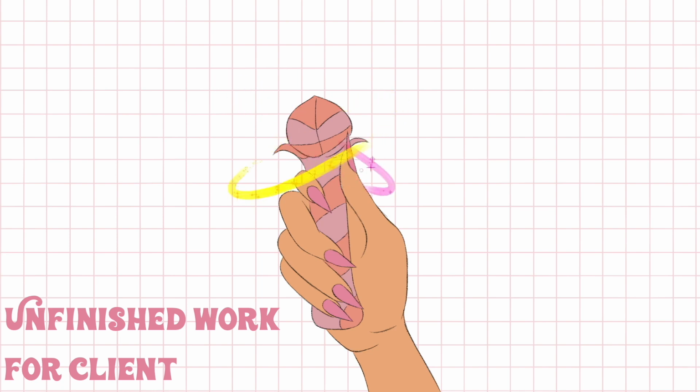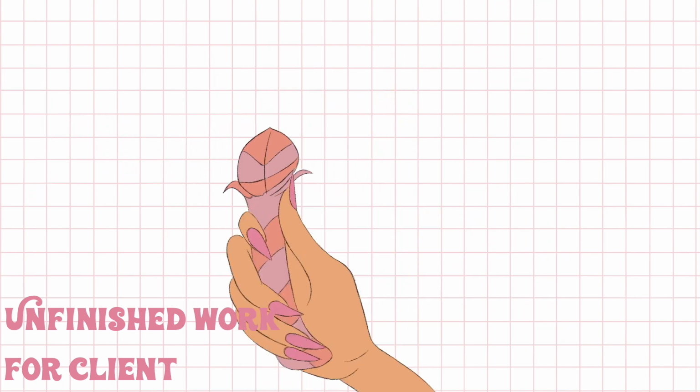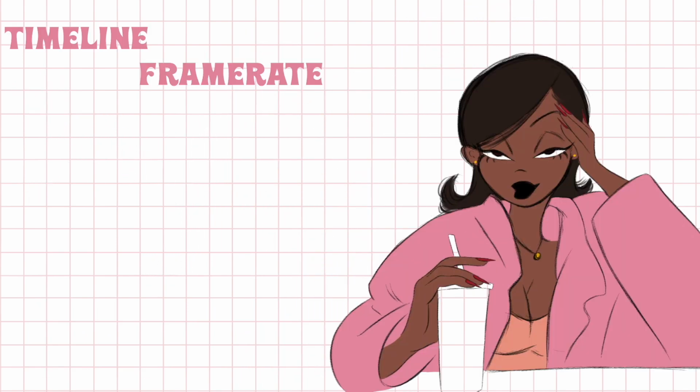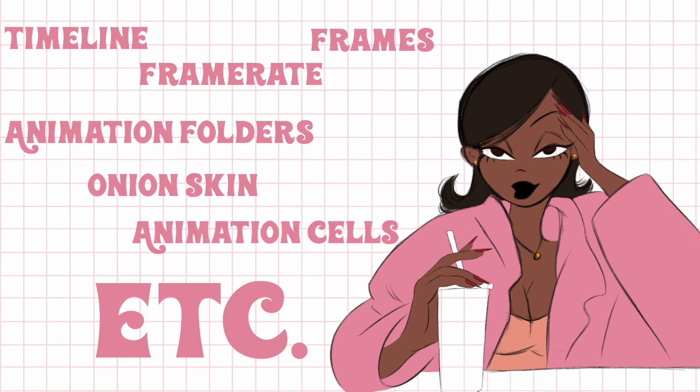Alright, so to make this simple and easy to follow, I'm going to be talking on the key things you need to create your animation. So basically your timeline, your frame rate, and your frames. Within this, we'll discuss animation folders, animation cells, your onion skin, all that good stuff, how to import, how to export, layers, and so on and so forth. But those are the big three.